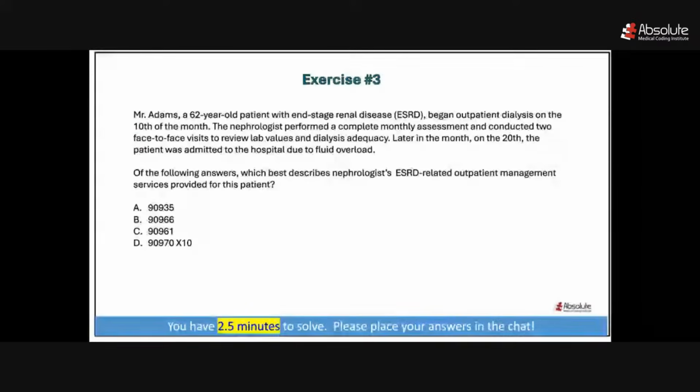Of the following answers, which best describe nephrologist ESRD outpatient management services provided for this patient. Your options are option A, 90935, option B, 90966, option C, 90961, option D, 90970 times 10.